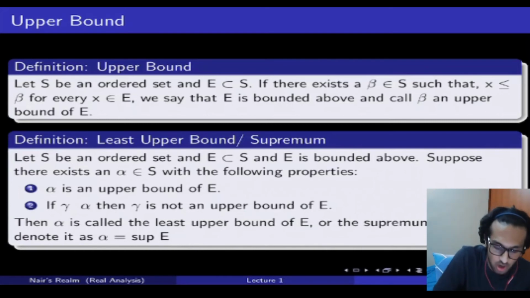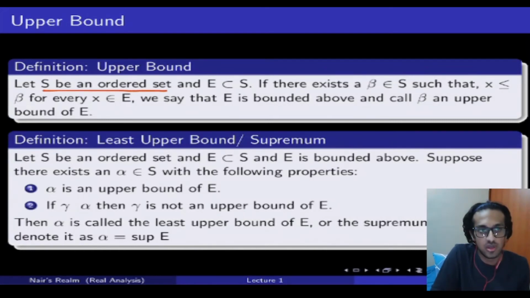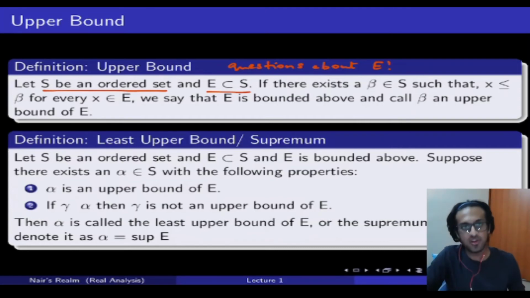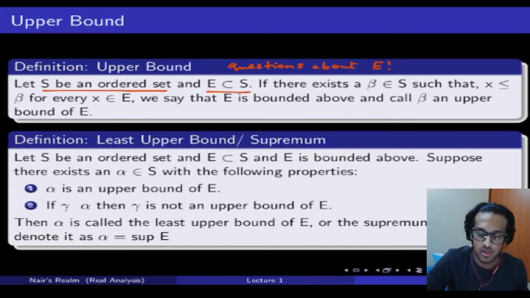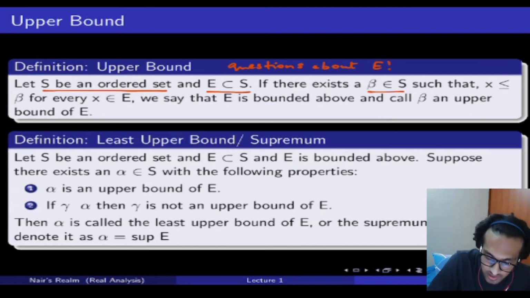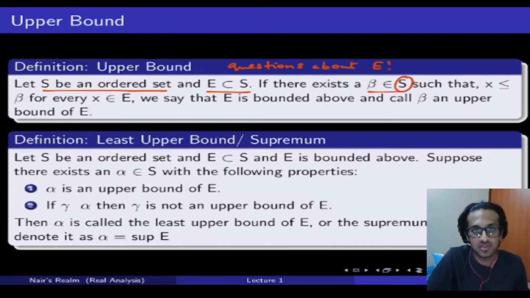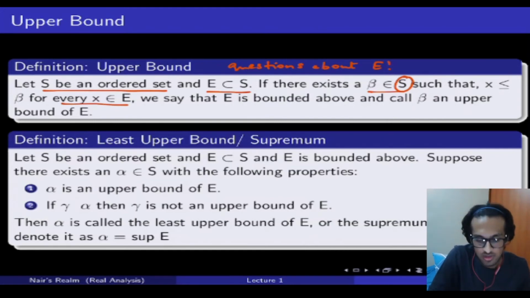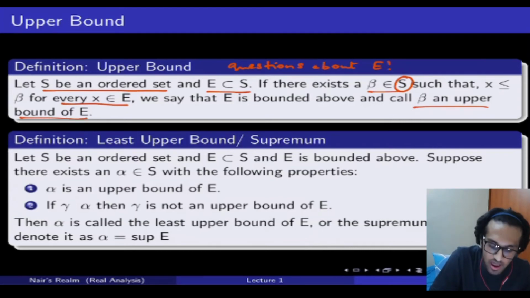First of all, we have an ordered set S, which is straightforward, and then we are taking a subset E and we are asking questions about that subset. So if there is a beta in S, which is the first thing to notice, such that for every element x in the set E, x is less than or equal to beta, then we call beta an upper bound and E is bounded above.